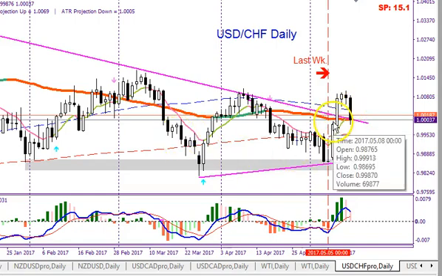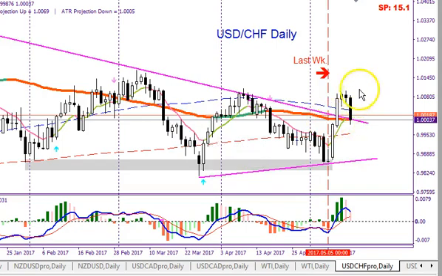But let's just take a look to the left here of this last week's price action. You can see price had been contained within a triangle. Here's the upper trend line, lower trend line. Price has been going up and down within the triangle. Finally it broke out right there, and went higher.